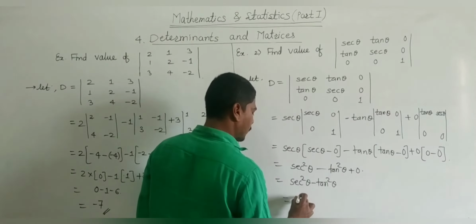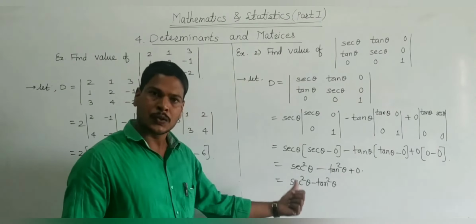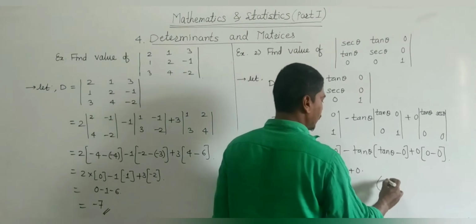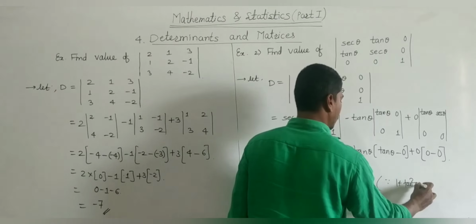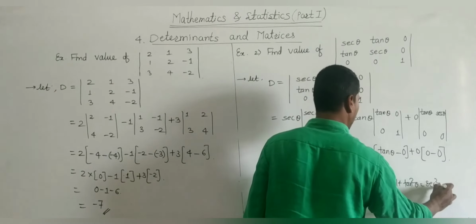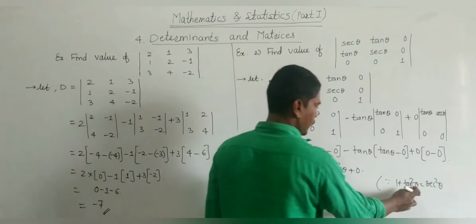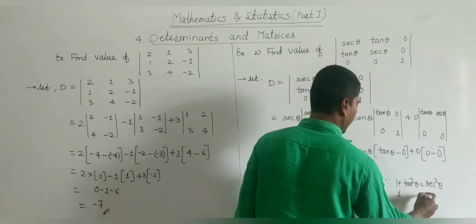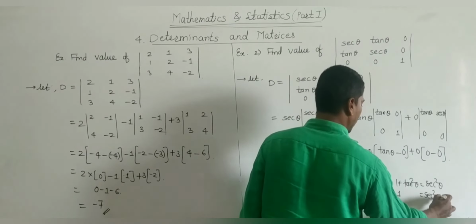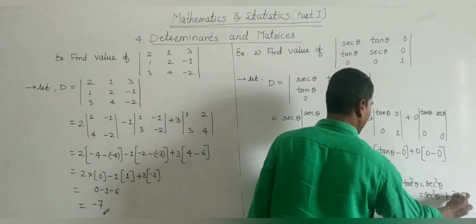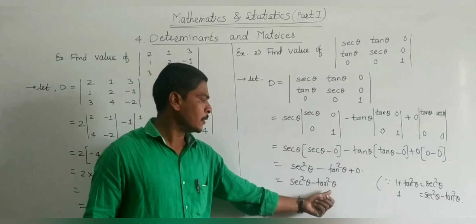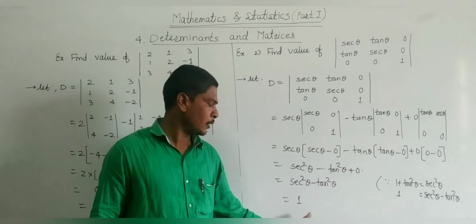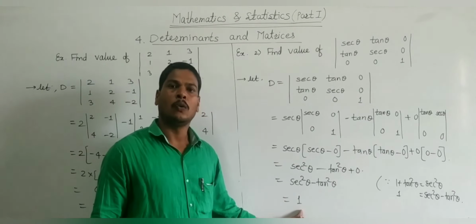I think this is equal to 1 by using a standard trigonometric formula. Which formula? We know that 1 plus tan square theta is equal to sec square theta. So move this tan square theta to the left side, and we get sec square theta minus tan square theta. So the value of sec square theta minus tan square theta, using the trigonometric formula, becomes 1.